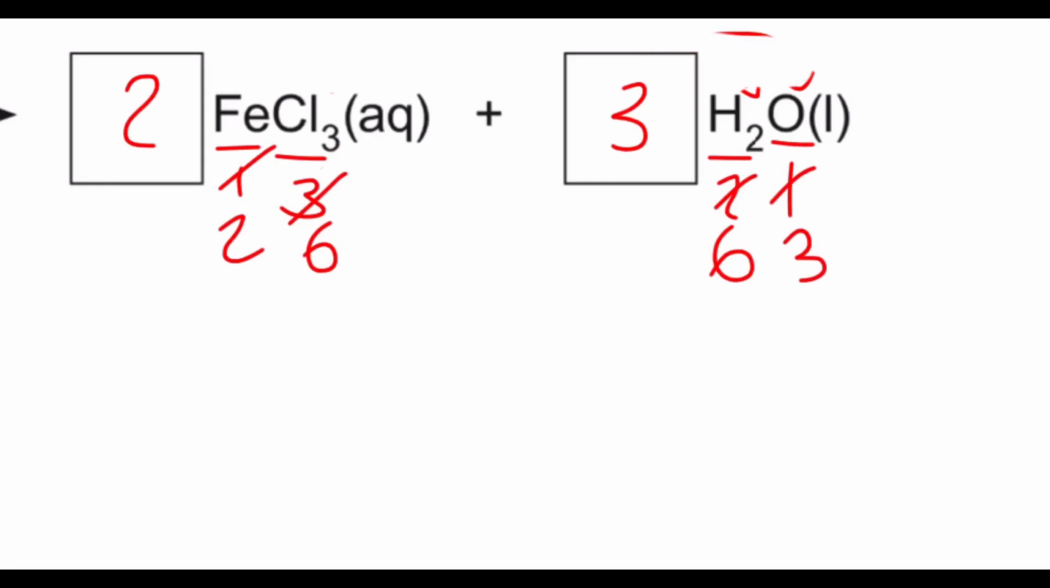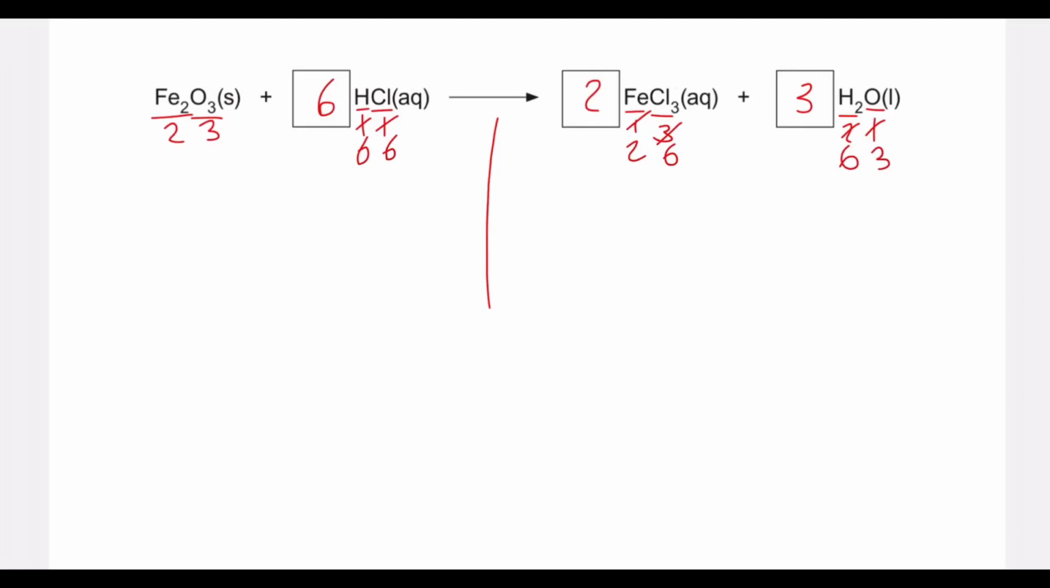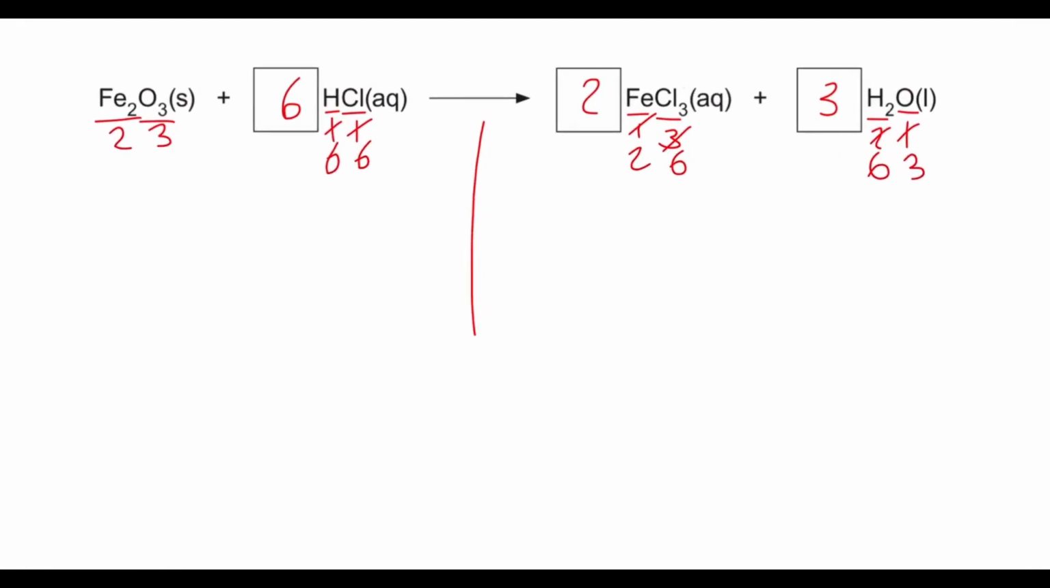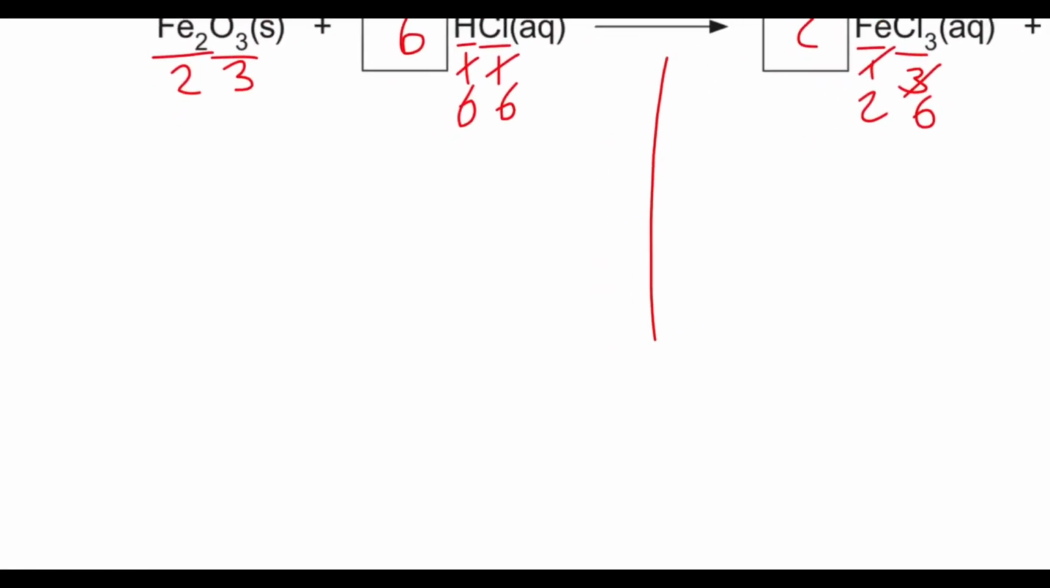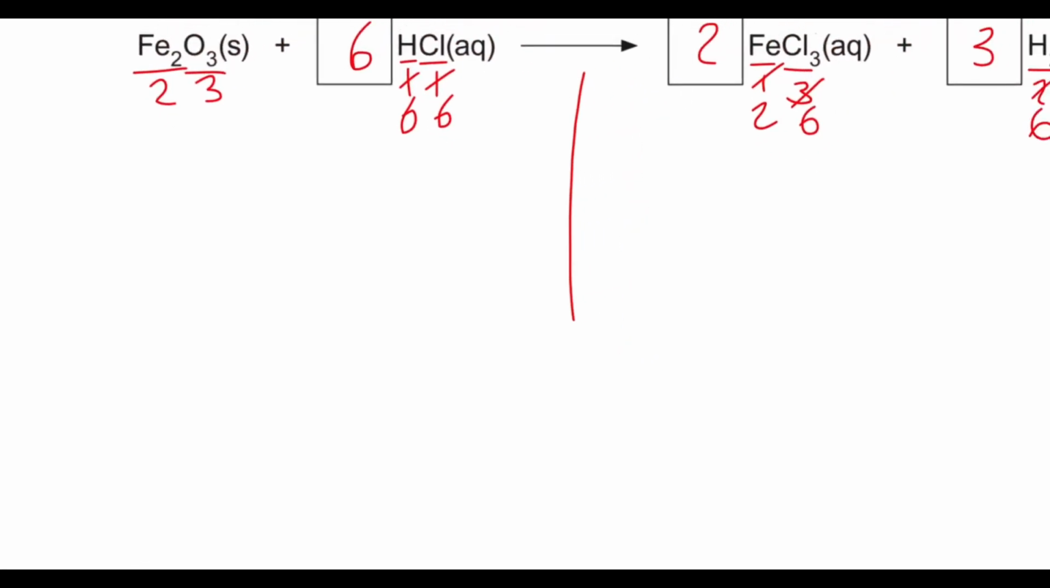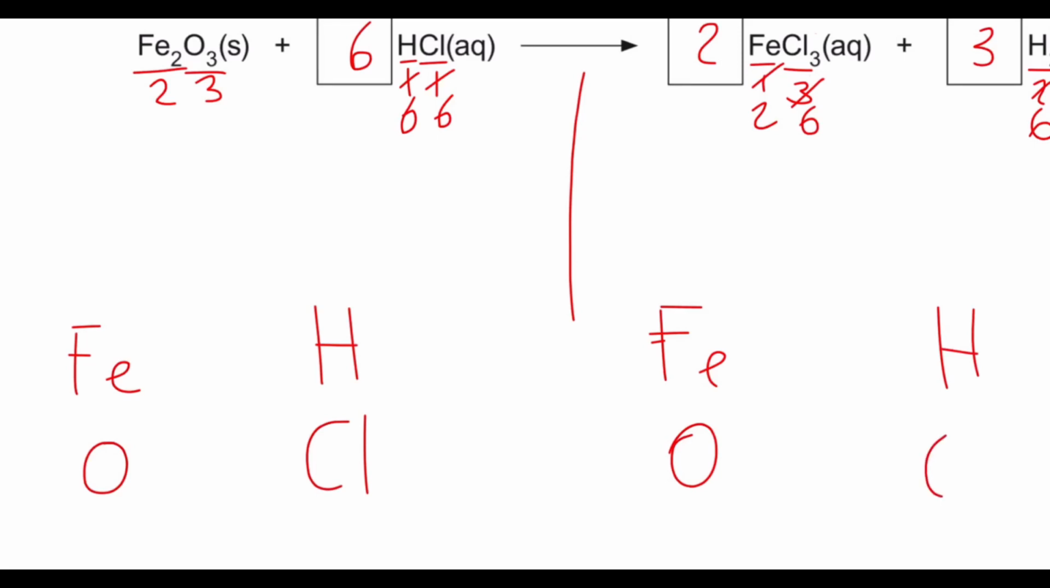So now we're going to reevaluate, if you like, our numbers. But if we're confident that it's okay, which I am, we can actually finalize it. This is just to check if you've got the right amount on each side. So you're going to write out all your elements on each side. So you've got iron, oxygen, hydrogen, chlorine. Same on the other side, iron, oxygen, hydrogen, chlorine.